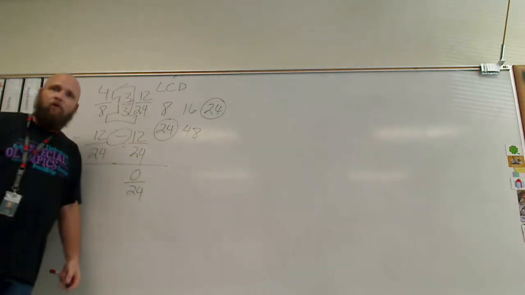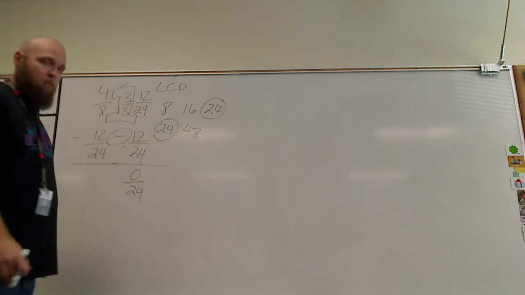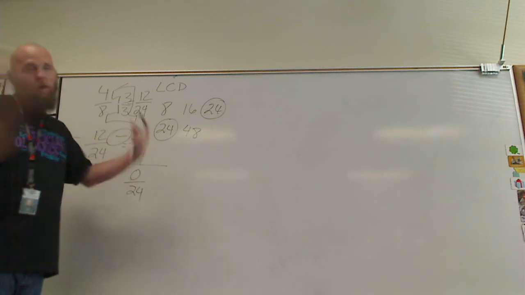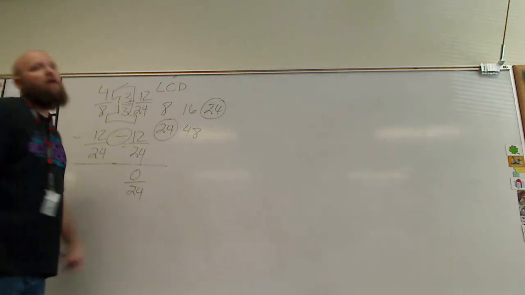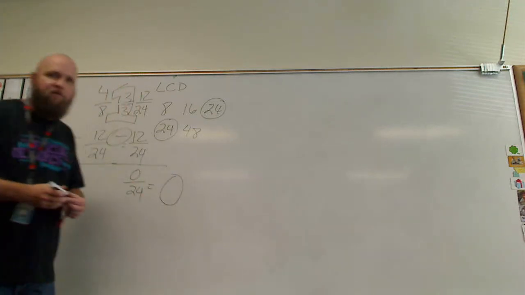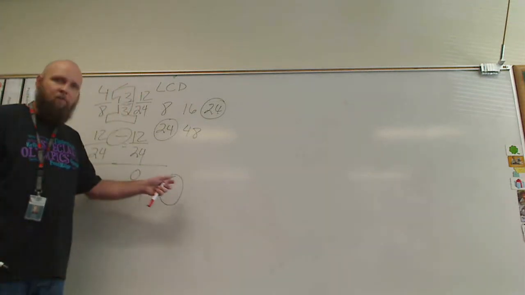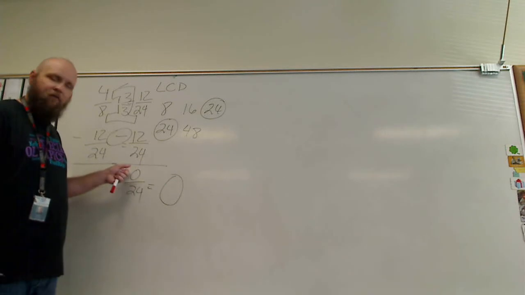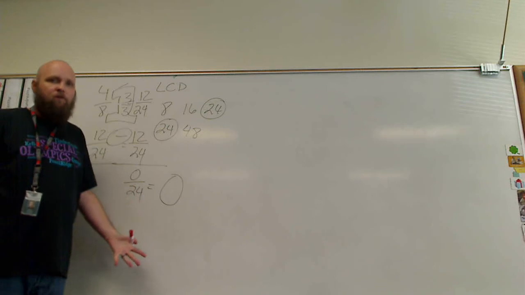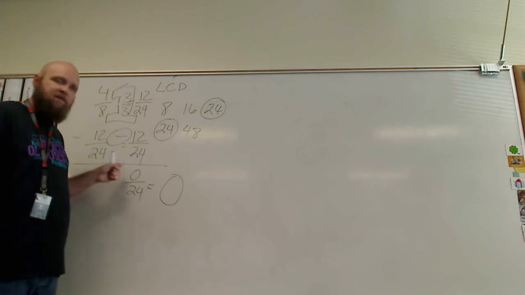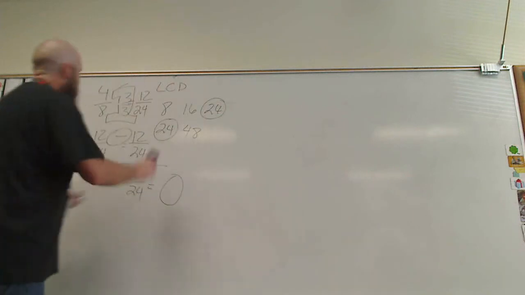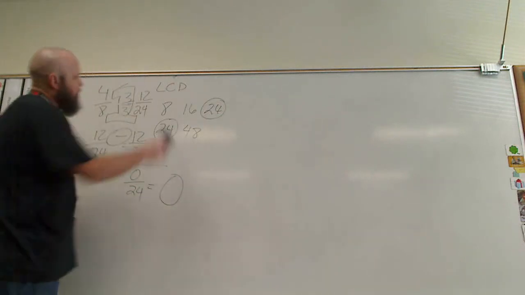If you write it as 0 over 24 as your answer, I'm going to mark it wrong. Because if you had 0 out of the 24 marbles in the bag, you wouldn't say I have 0 24ths of the marbles. You'd say, I have none of them. I have 0 marbles. Your answer would be 0. Don't leave a fraction as 0 over something. Then it's just 0. And since it's just 0, I can't simplify it.